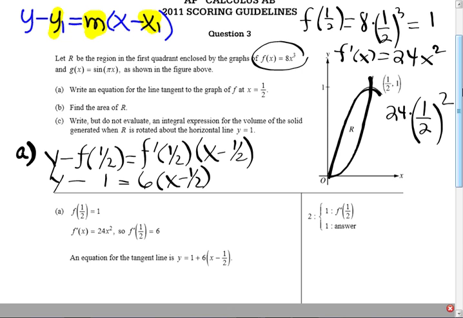Find the area of R. Which way do you want to slice it? It really doesn't matter. Vertically or horizontally? Let's do it vertically. Okay, so that's going to be delta x or delta y? Which axis? It's delta x, and it's going to be y1 minus y2.